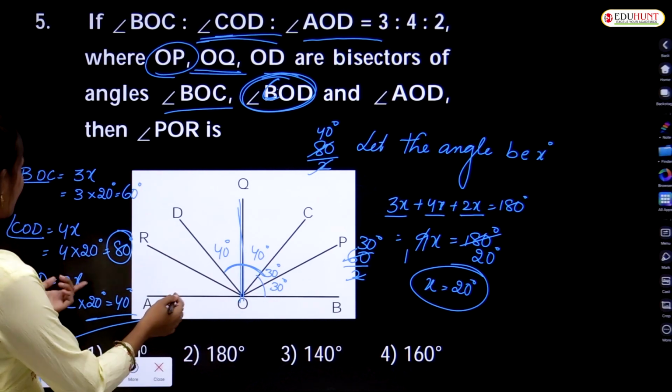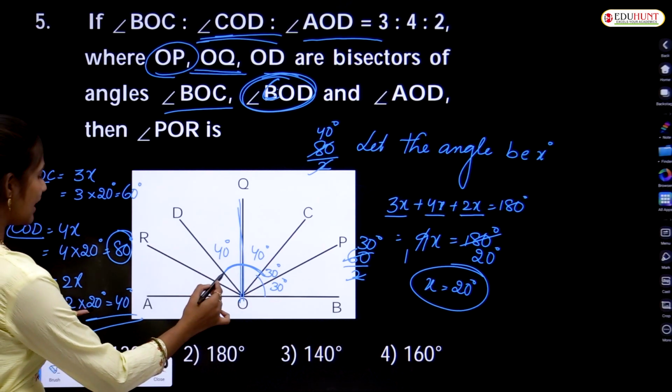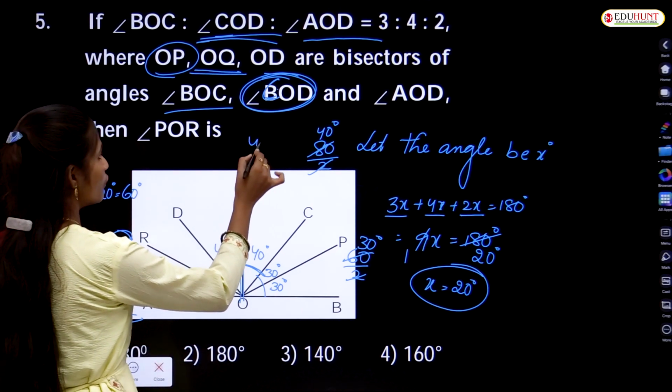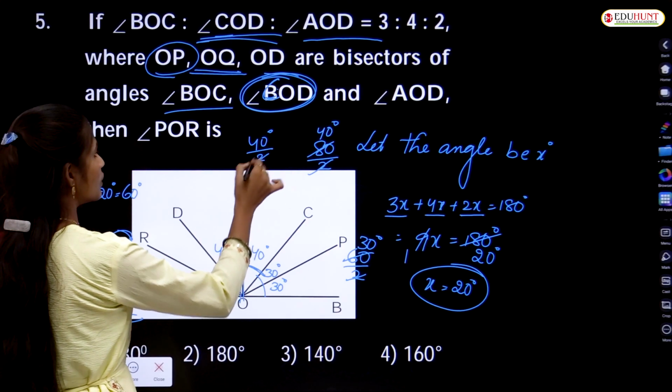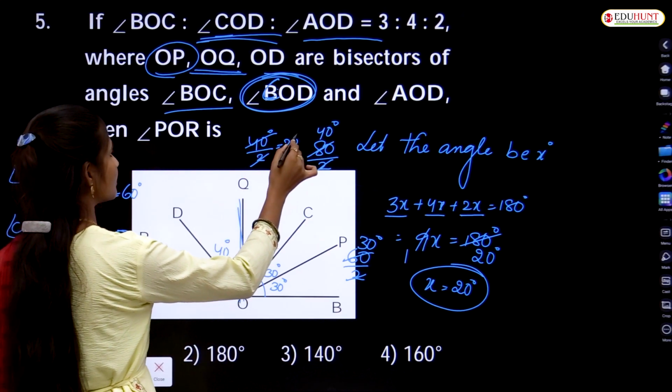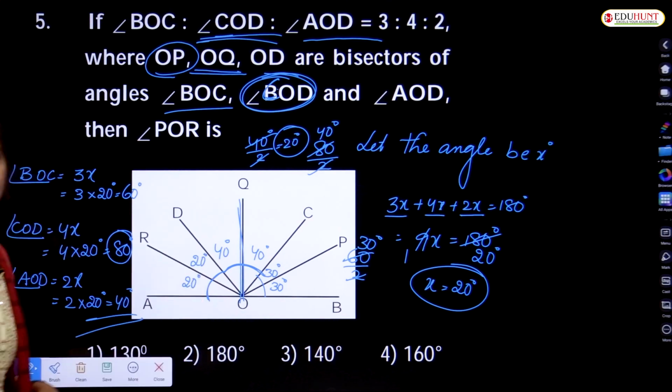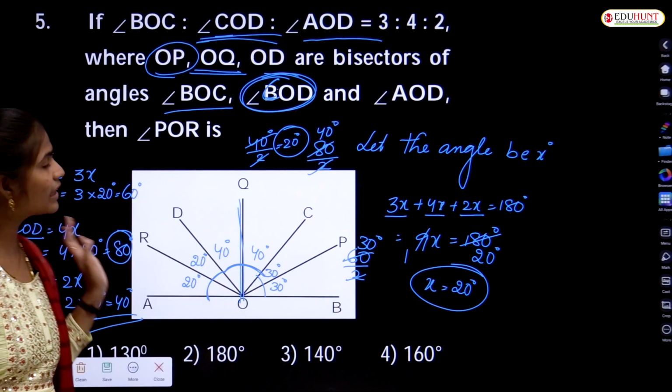Clear? Next, come to the last one. Here angle AOD is equal to 40 degrees. So here OR is the angular bisector. So OR divides the given angle into two equal parts. So the total angle is equal to 40 degrees. So 40 degrees by 2, twos are 20. Okay. So each angle is equal to 20 degrees. Is it clear? Now we have all the angles.